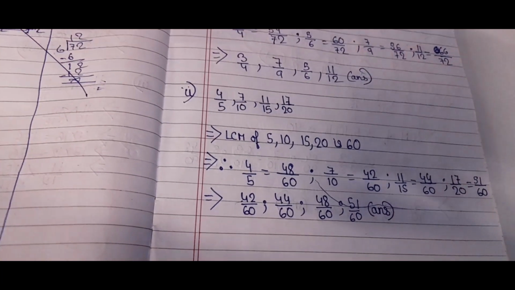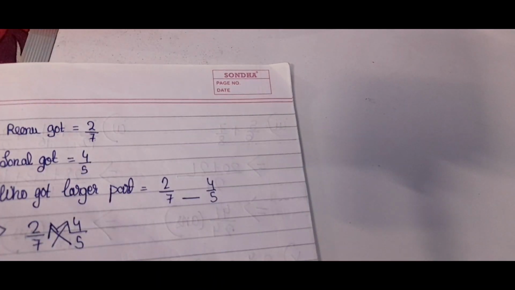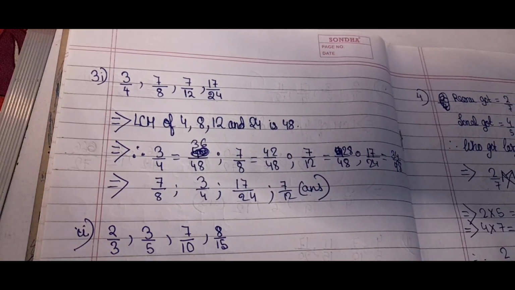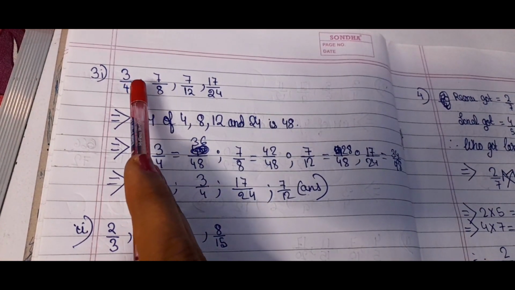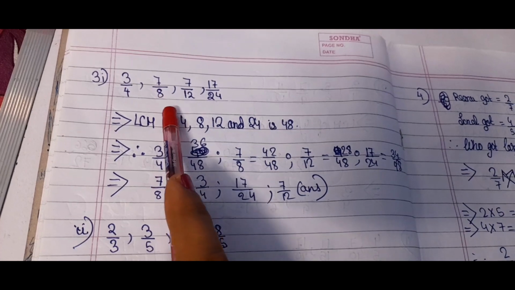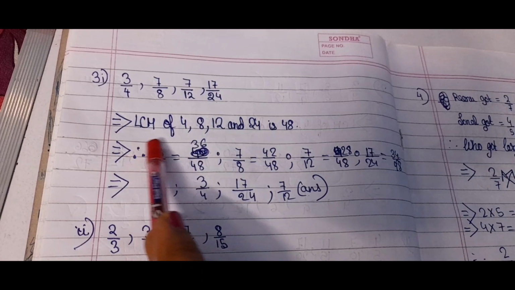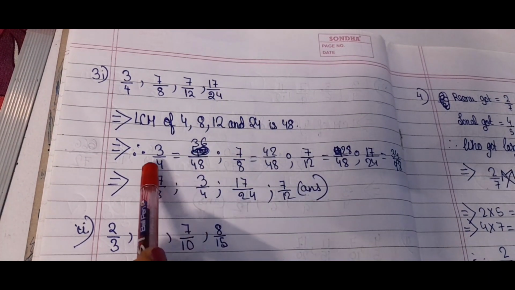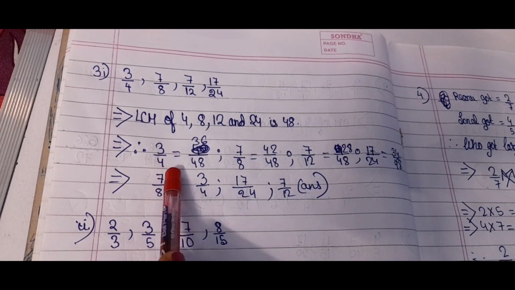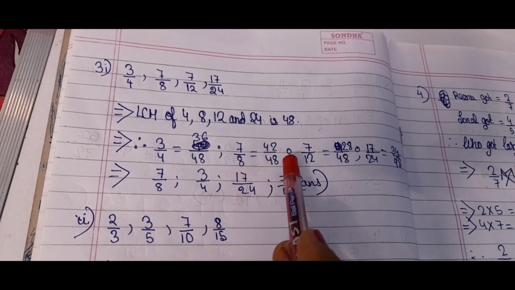Okay, next, question number 3. 3 by 4, 7 by 8, 7 by 12, 17 by 24. The LCM of 4, 8, 12 and 24 will be 48. 3 by 4 we can write as 36 by 48. 7 by 8 we can write as 42 by 48.